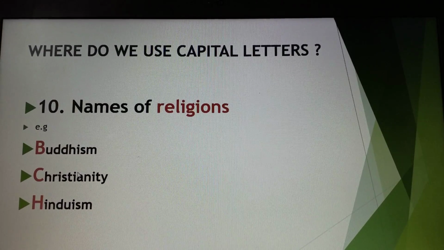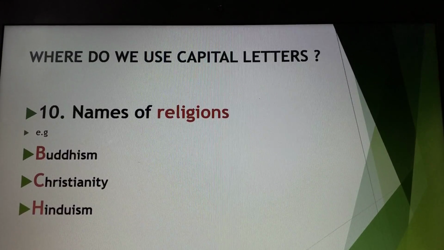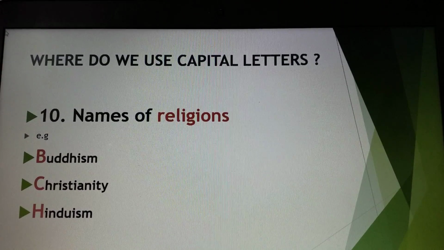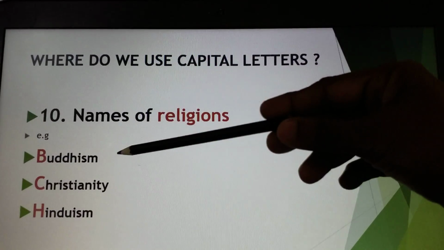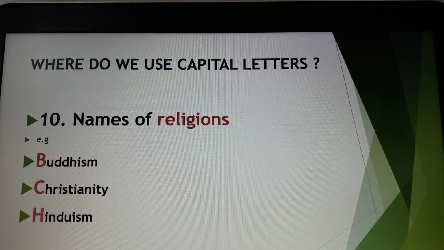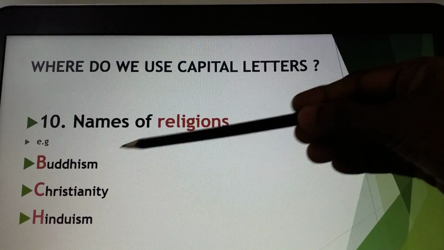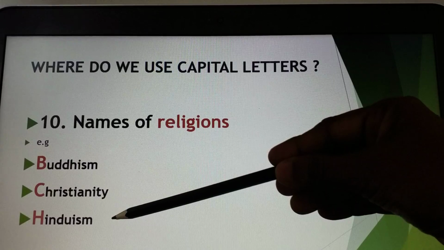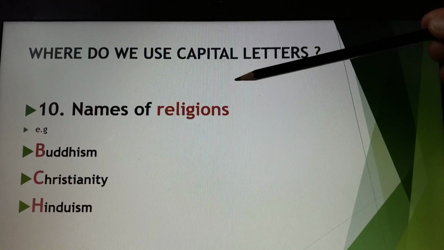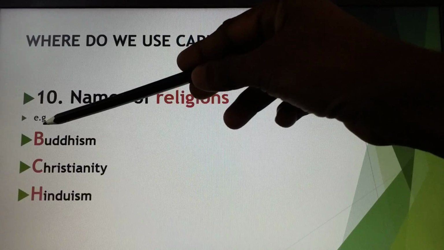Our next example of using capital letters. Names of religions. My religion is Buddhism. What is your religion? Is your religion Christianity? Or Hinduism. The first letter of a name of a religion also begins with a capital letter.